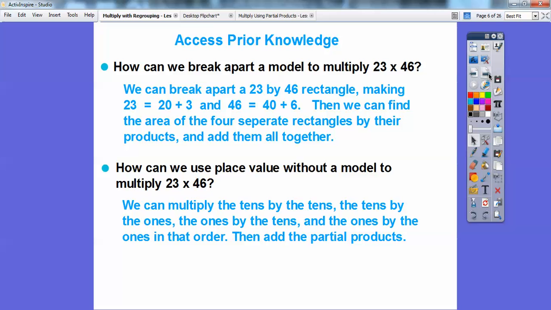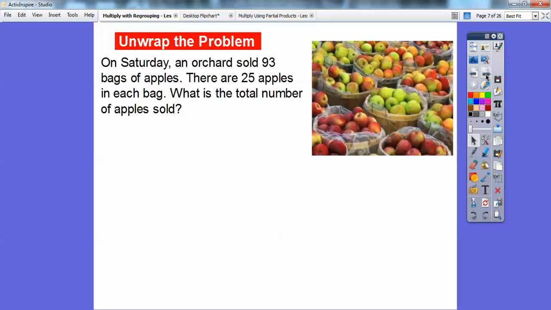Well, we can multiply the tens by the tens, so the 20s by the 40s, and we can multiply the tens by the ones, so the 20s times the 6, and then we can multiply the ones by the tens, the 3 times the 40s, and then we can multiply the ones times the ones, the 3 times the 6, and we can add all those partial products together at the end. We're going to do a little bit of that in today's lesson here.